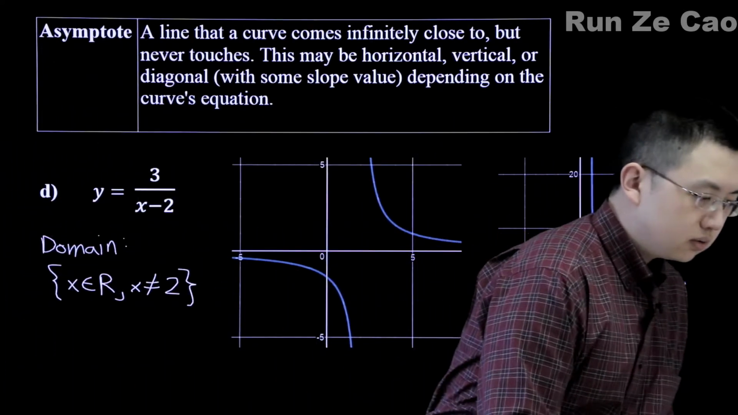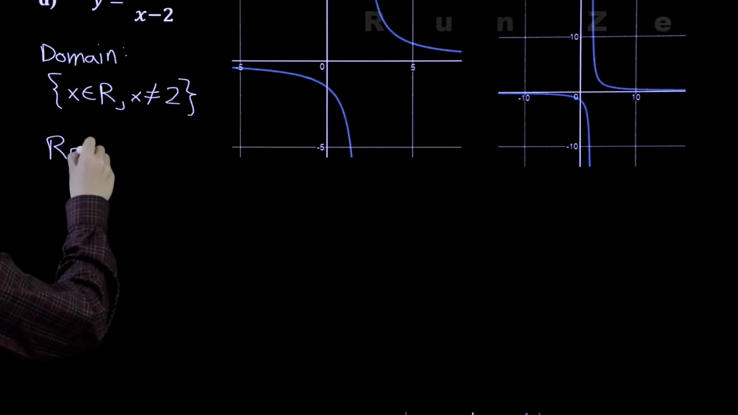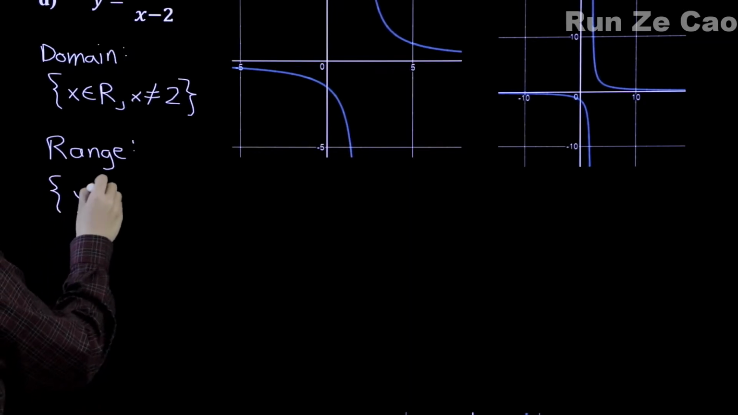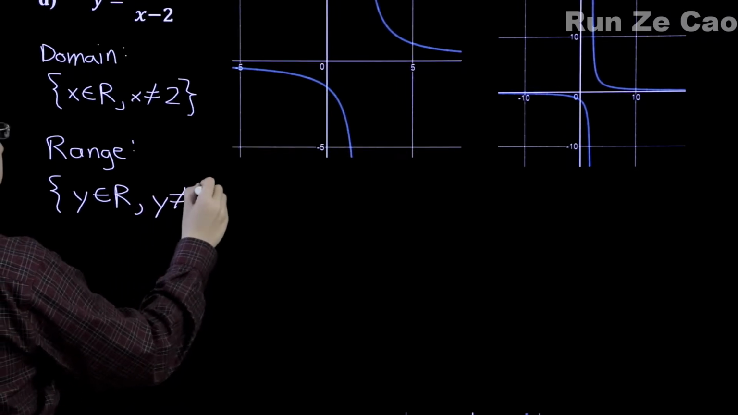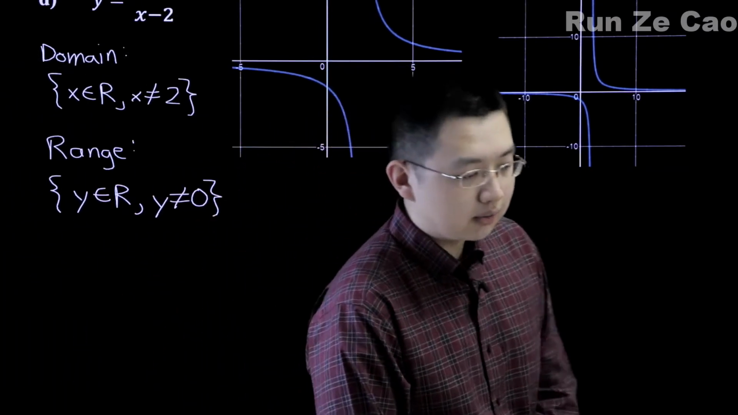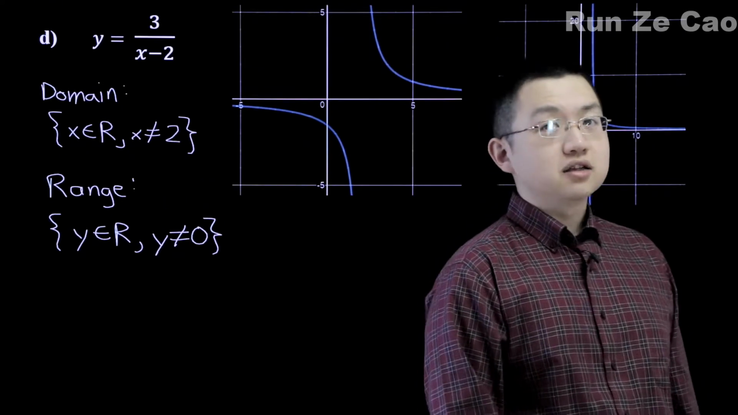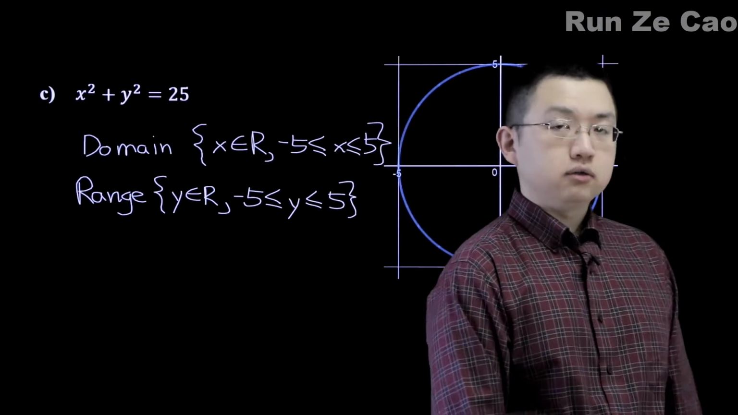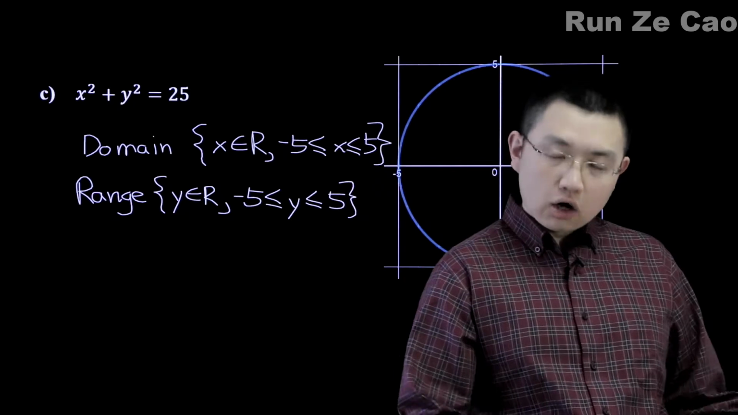The range is y is an element of the real numbers and y is not equal to 0 because there's no x value that can produce y equals 0. It is an asymptote. Now, sometimes that doesn't actually imply an asymptote. Why? Let's say we have a circle like we had up here. There's no x value that produces y equals 6. Is that an asymptote? No.